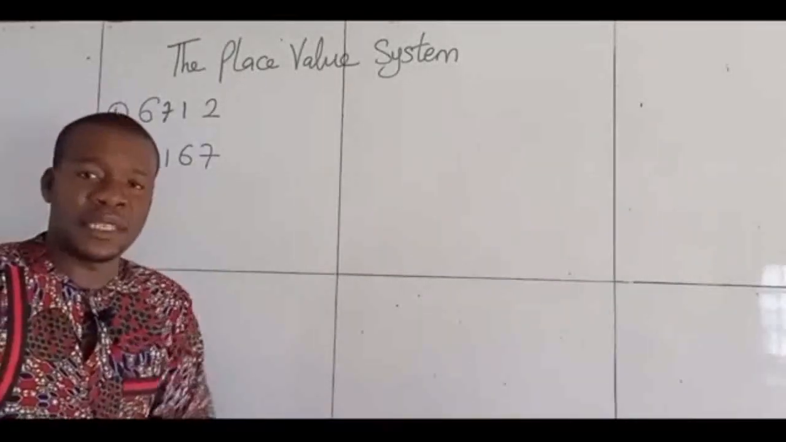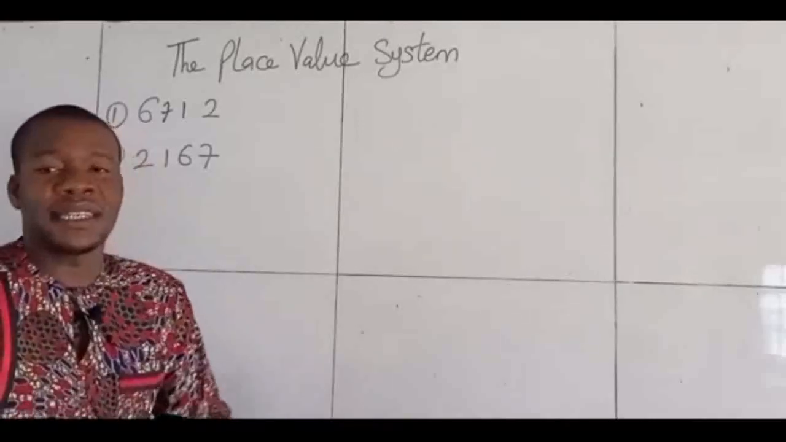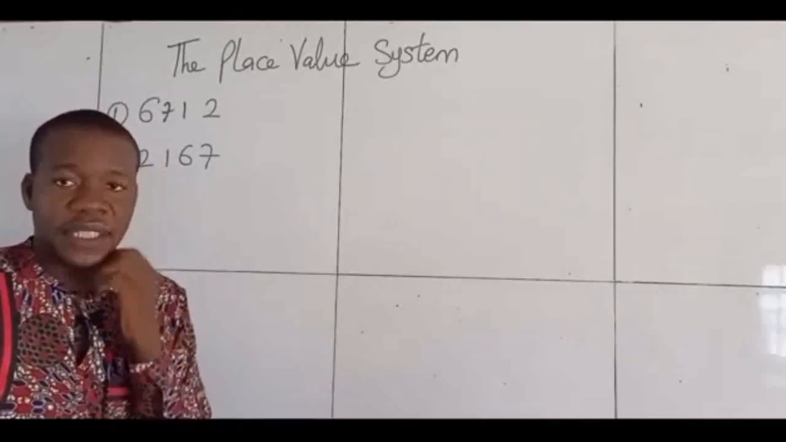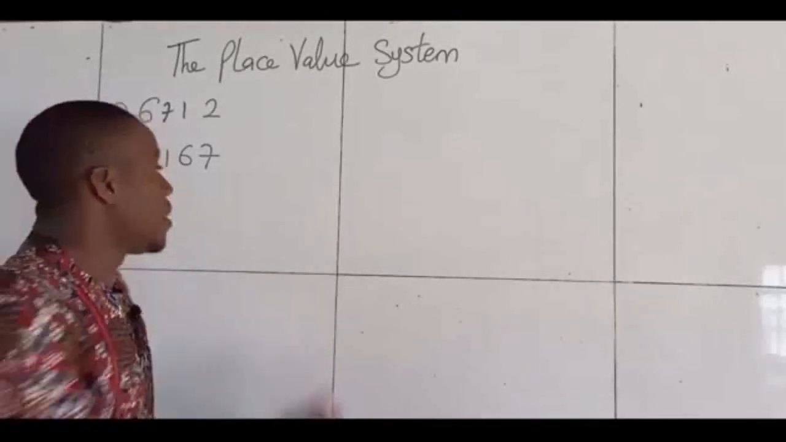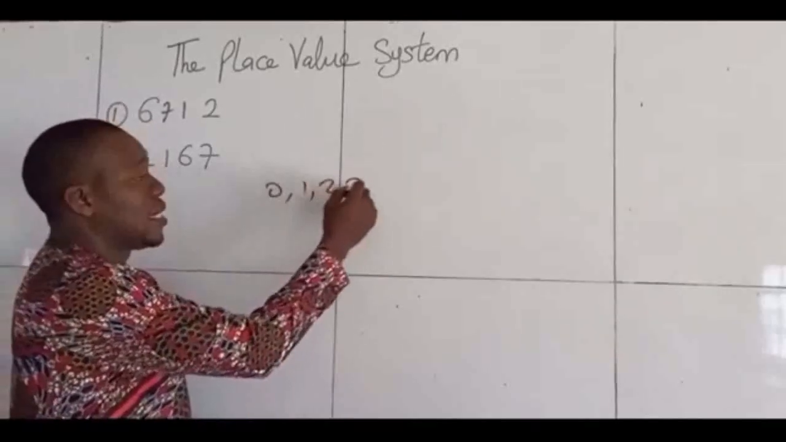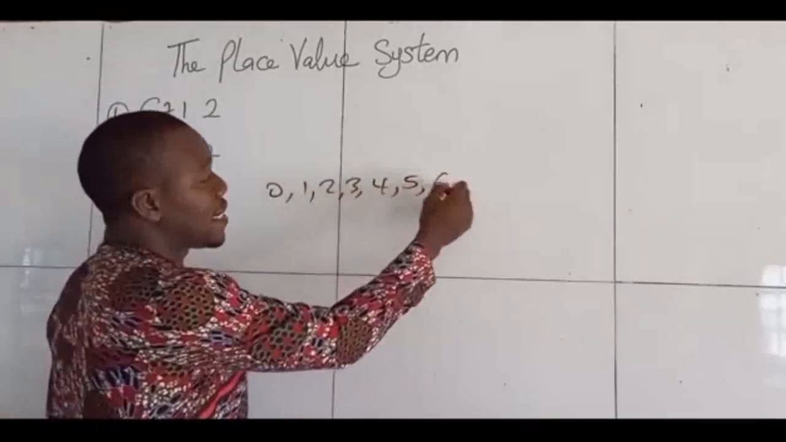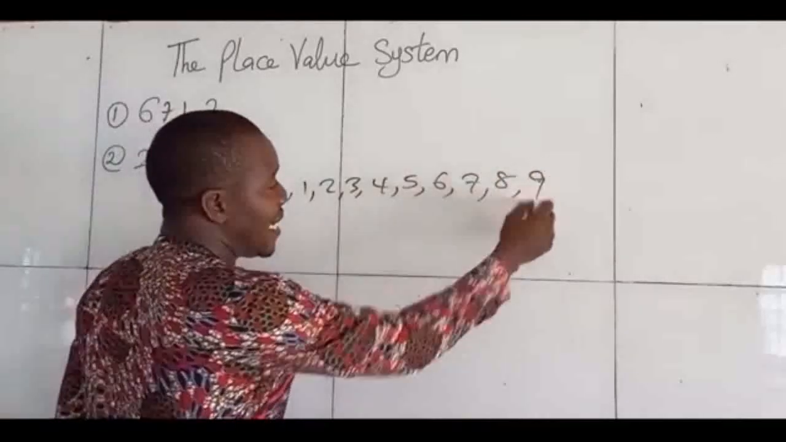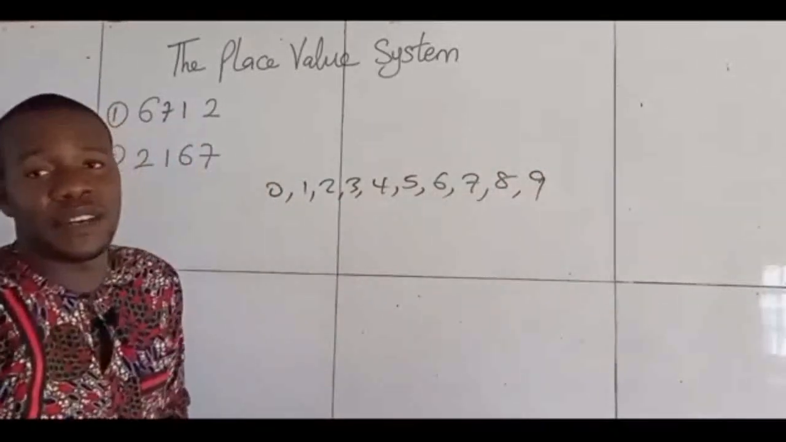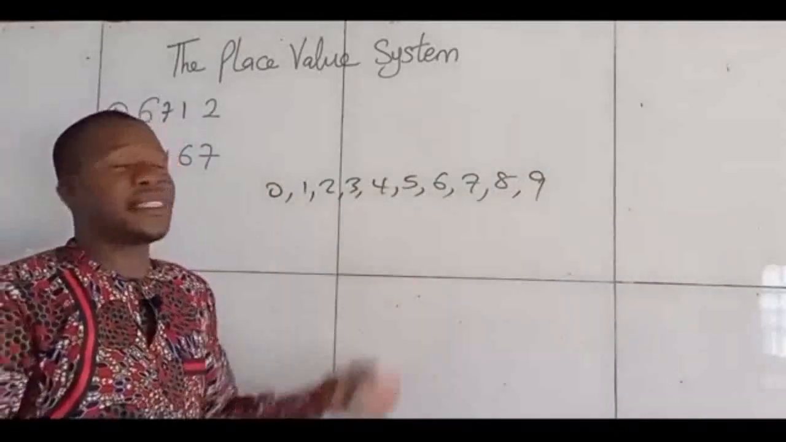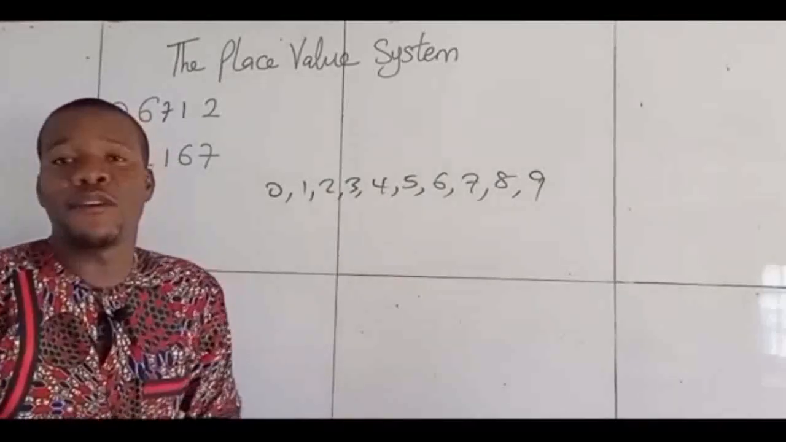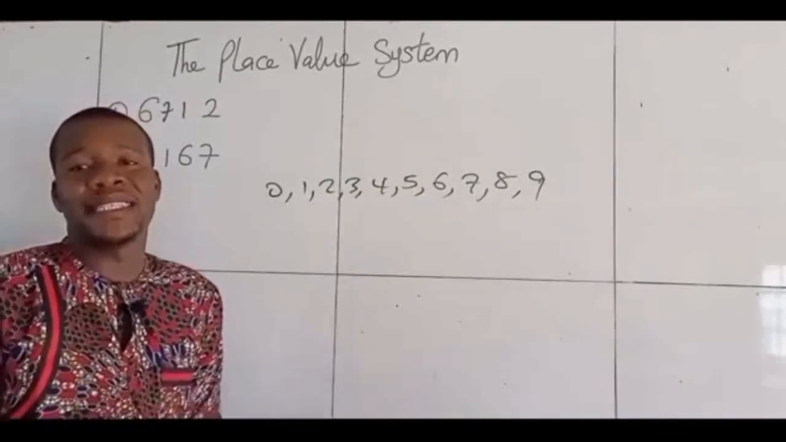Let's talk about numbers. In mathematics, there are only 10 digits. Of course, we know that already, from 0 to 9. So we have 0, 1, 2, 3, 4, 5, 6, 7, 8, and 9. These are the only digits we have in mathematics. So beside these digits, any other number is formed by combining these digits.